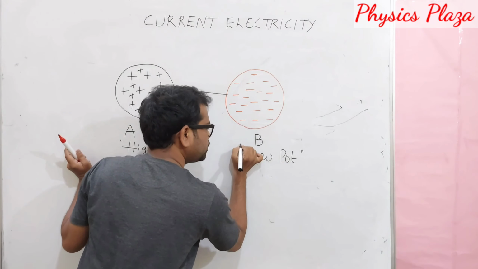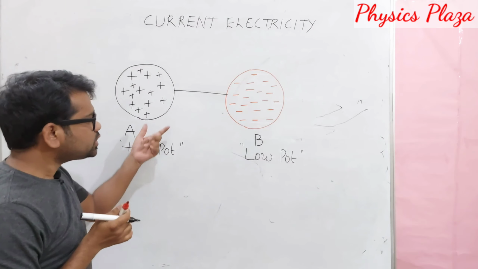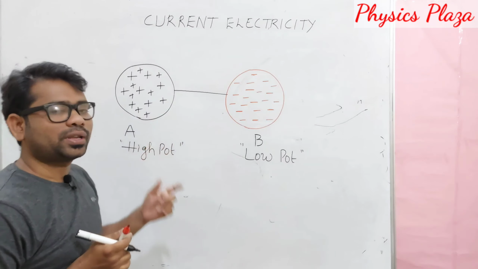So what happens when these two charged bodies are connected with a conductor? Children, this is very important to understand: the direction of current and the direction of flow of electrons. Dear children, here as it is a positively charged body, your majority carriers are all positive charges only.